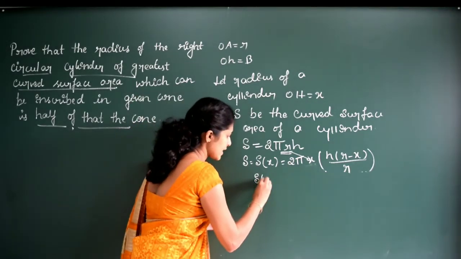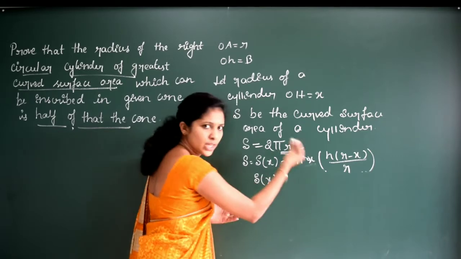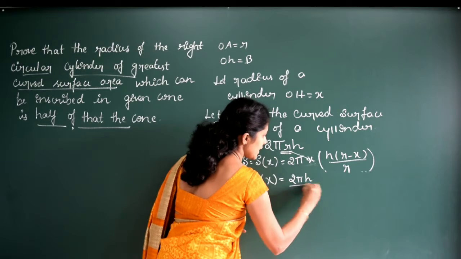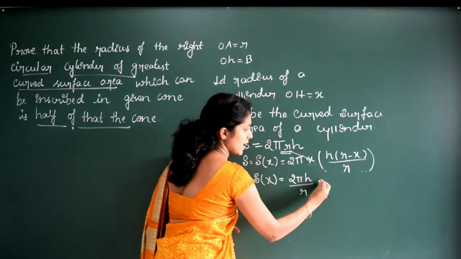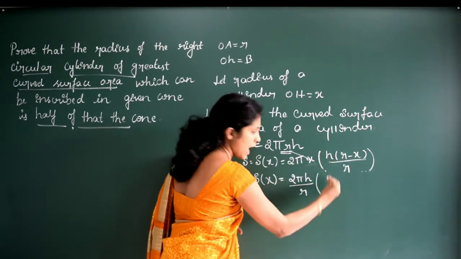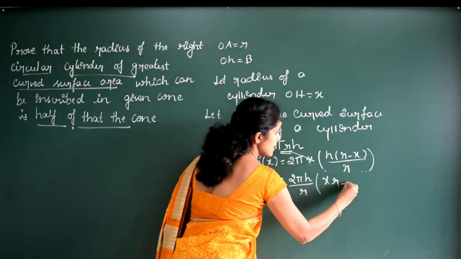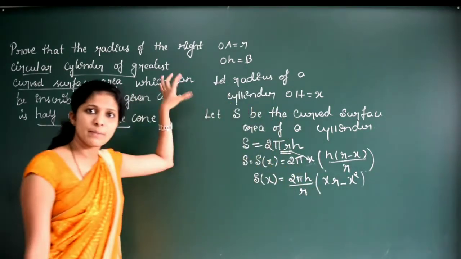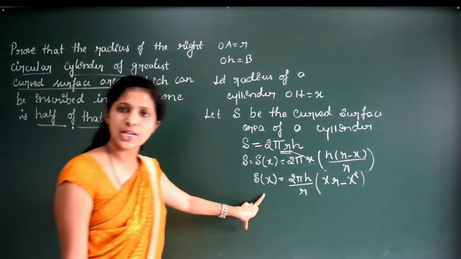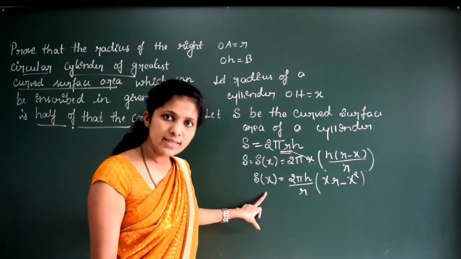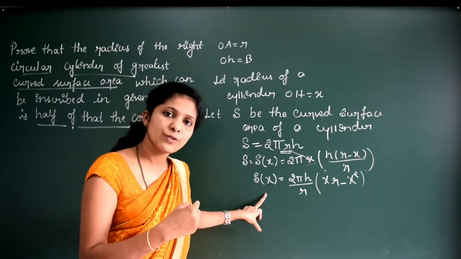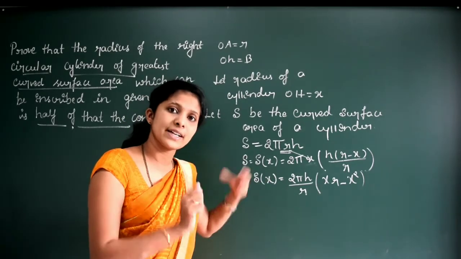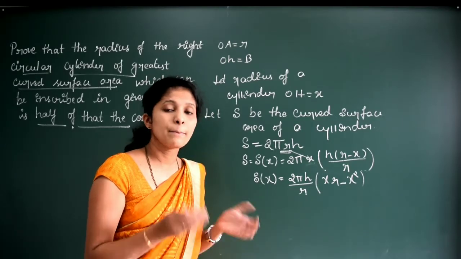So I can write S of X, the term without X we'll take out, that is 2 pi H divided by R, will multiply with this X. So this will be X into R minus X into X will be X squared, right? So we have to check the maximum value. For that we need to differentiate this function twice to get that S double dash of X. If it is less than 0, then it will give you a maximum value. If it is greater than 0, then it will give you a minimum value, right?